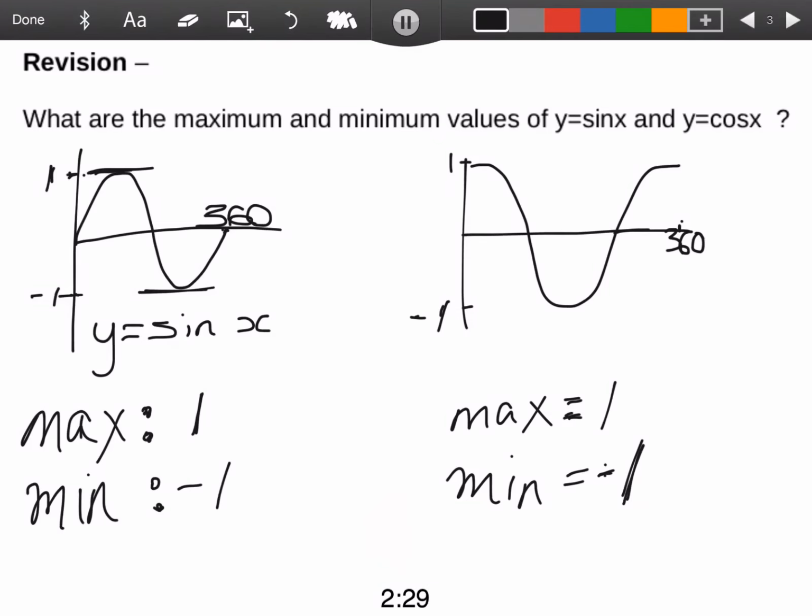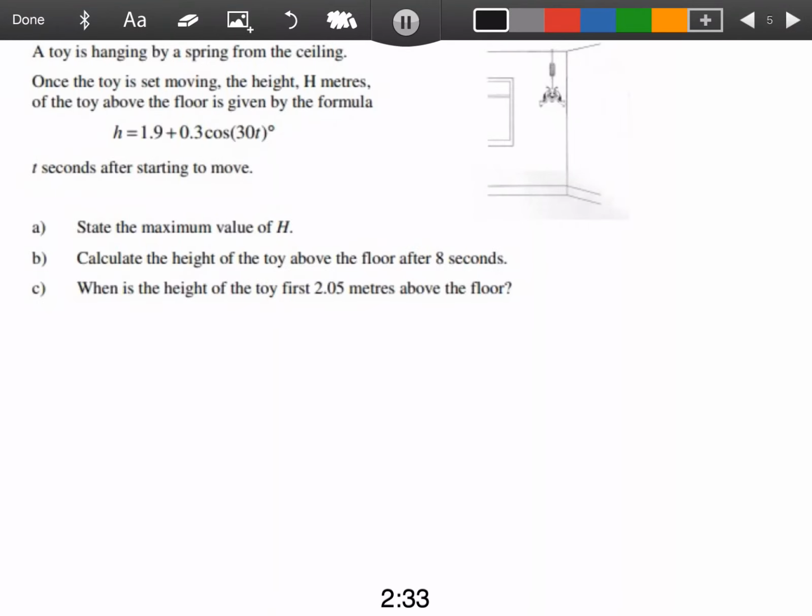Right, so let's have a wee look at an example. There we go. Right, so it says a toy is hanging by a spring from the ceiling. Some bouncy toy, I don't know. Anyway, once the toy is set moving, the height of the toy above the floor is given by this formula. Okay, there's your formula there. t is the number of seconds after it starts to move, and h is the height.